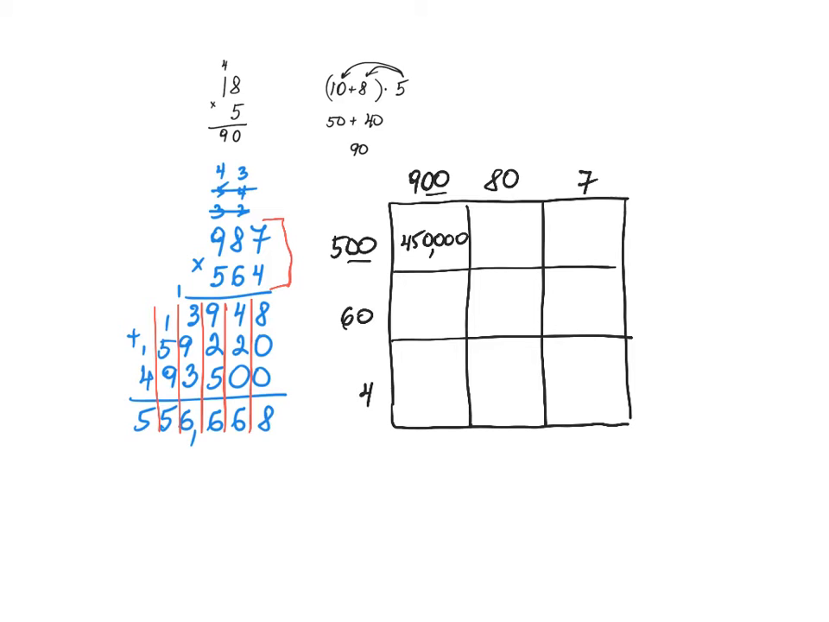Continue. 8 times 5 is 40, followed by 3 zeros, or 40,000. And 7 times 5 is 35, followed by 2 zeros, 3,500. Finish the rest of the table. So 9 times 6, 54, followed by 1, 2, 3 zeros. 6 times 8 is 48, followed by 2 more zeros. 7 times 6 is 42, followed by just 1 zero. 4 times 9, 36, 2 more zeros follow. 4 times 8 is 32, just 1 more zero. And 4 times 7 is simply 28.